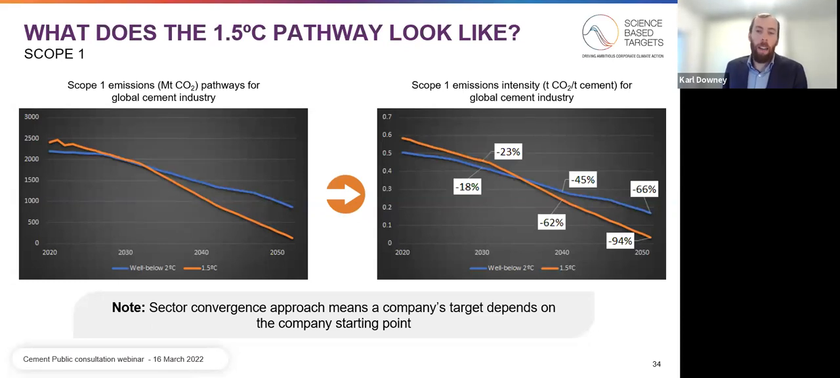And that also highlights another important point. The advantage of the convergence approach for companies is that their starting point is taken into account. So their base year emissions, if they're higher than an average, are taken into account. So each company's near-term target level will be different.